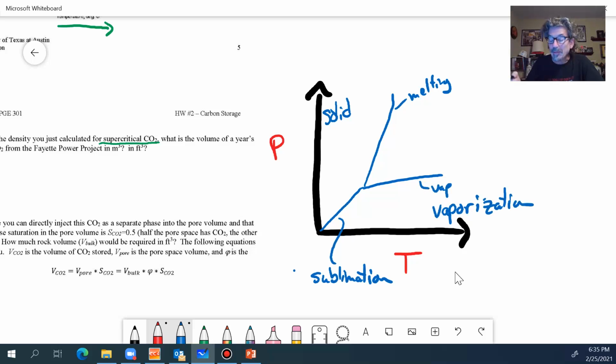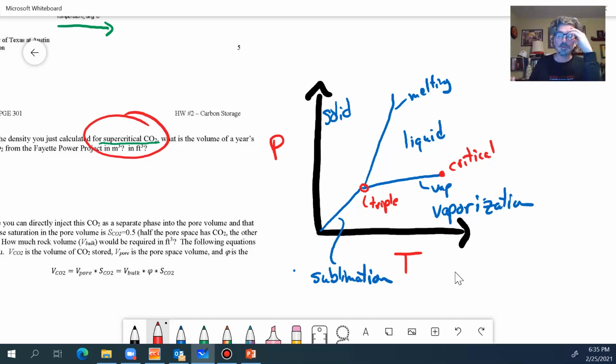Vaporization curve, or a boiling line, right? So we have liquid in the middle here. This point is called the triple point, which is where solid, liquid, and vapor all meet. This point right here is called the critical point. And if we're beyond the critical point, out in here, then we have what's called our supercritical fluid.